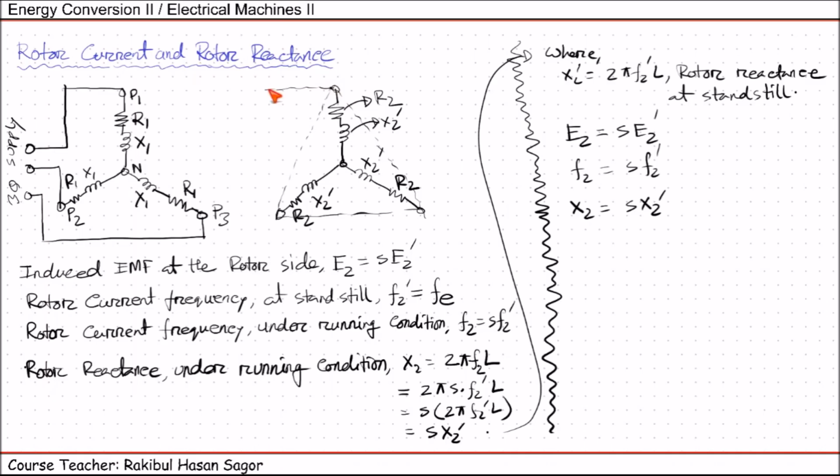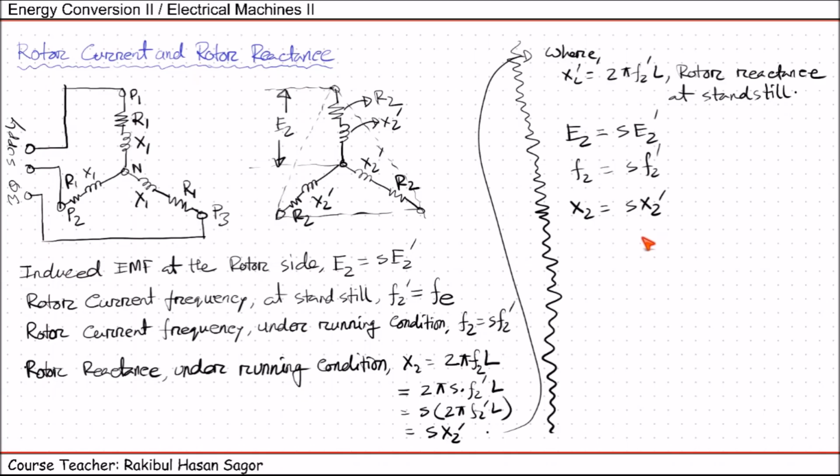So this is the induced EMF E2 at the rotor side, which depends on the magnetic field cutting, and the cutting depends on the speed of the rotor. That's why E2 equal to S, which depends on the speed of the rotor, into E2 prime, which is the induced EMF at standstill, which has a fixed value.